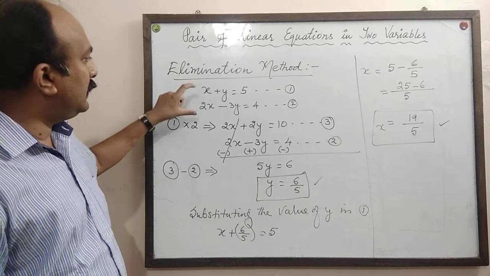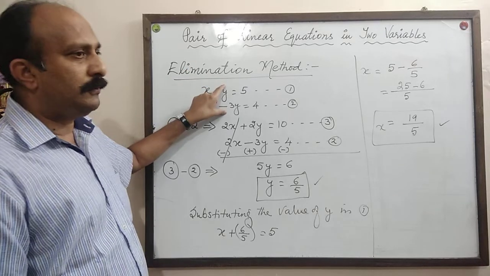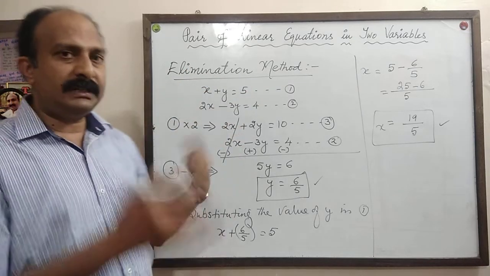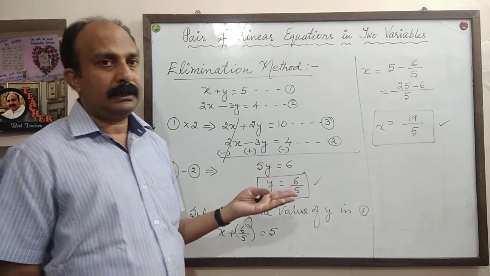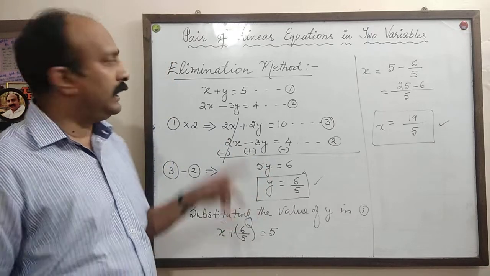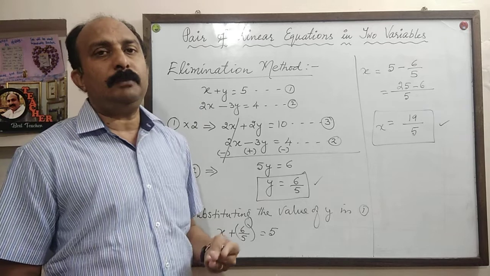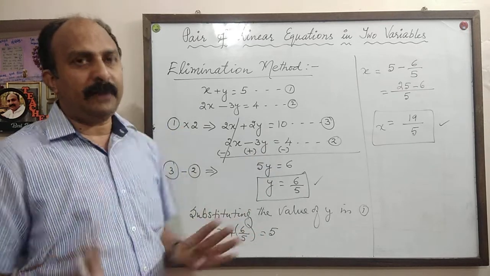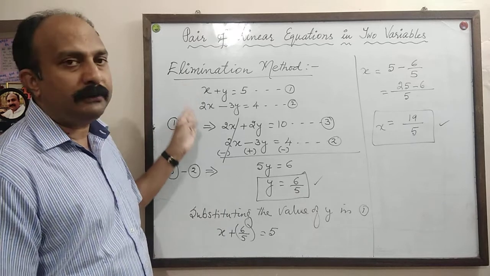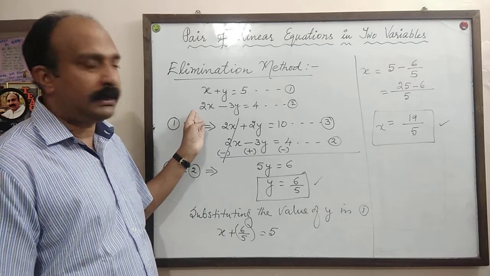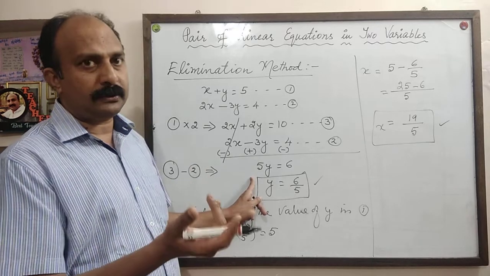For the elimination method, we have to make either the x coefficients or the y coefficients of both the equations equal. For that, we can use multiplication. Sometimes we need to multiply any one equation by any number. Sometimes we need to multiply both the equations by different numbers. So, the coefficients of any one of the variables must be made equal in both the equations. Then we will subtract, or sometimes we will add also.